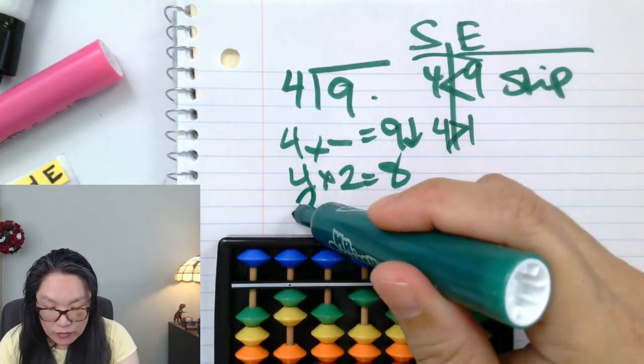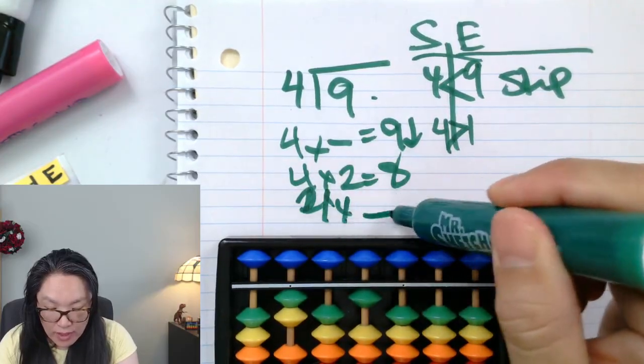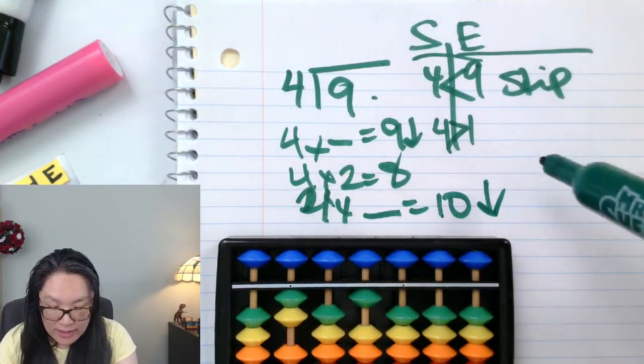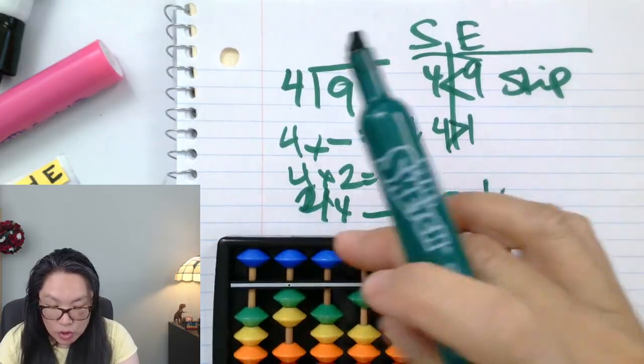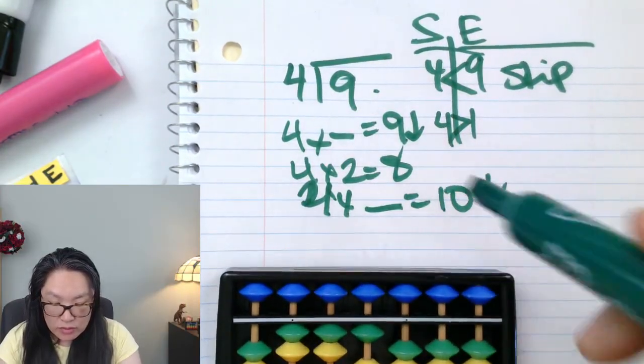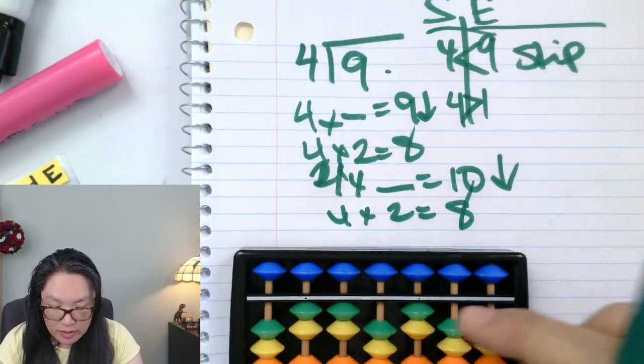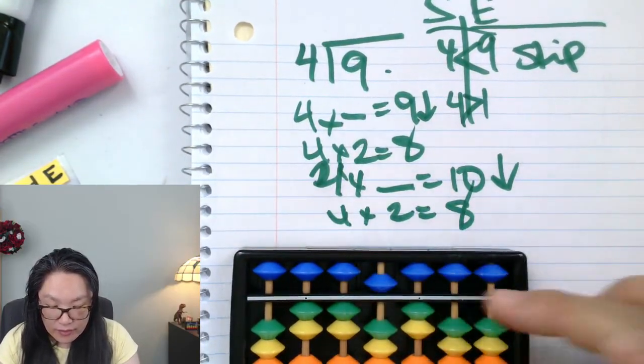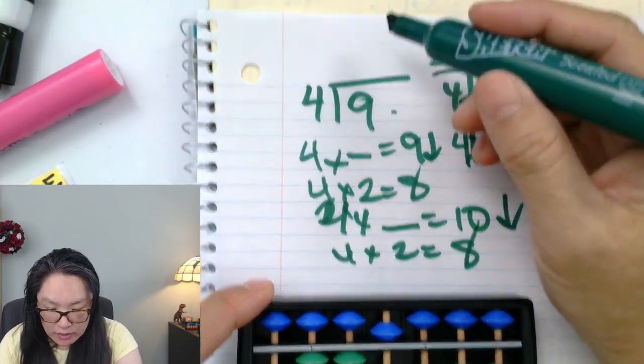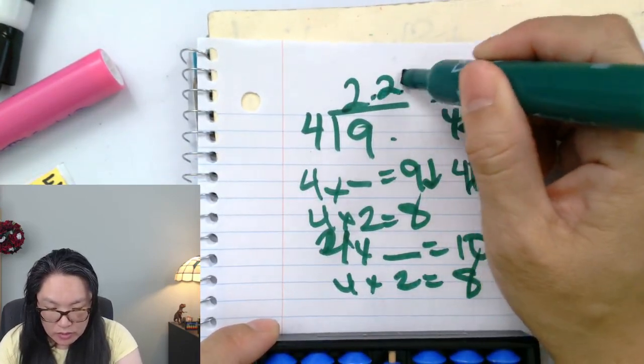So it's 4 times what is equal to 10 or less? 4 times 2 is equal to 8. So I take away 2, take away that. So then 4 times 5, oh, so that's your answer. 2.25.